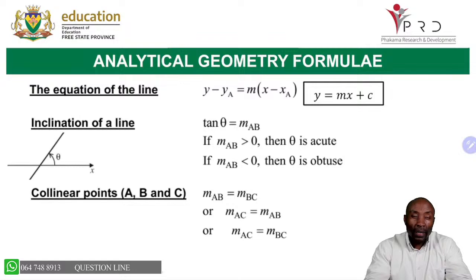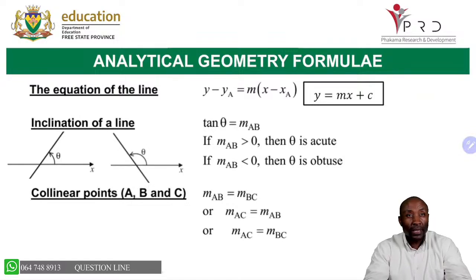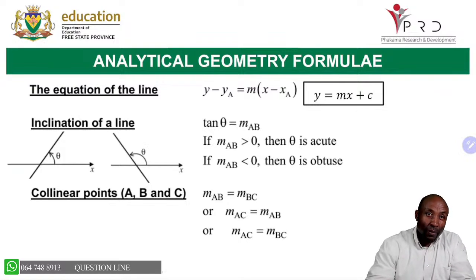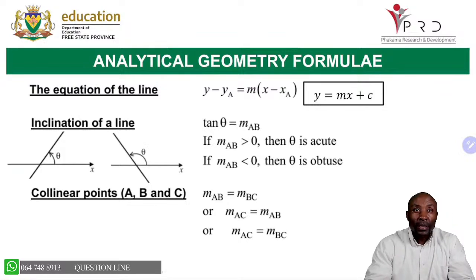So if our angle is acute, then we know that our gradient will be positive. If our angle of inclination is obtuse, then we know that the gradient is going to be negative, because tan is negative in the second quadrant. If we're to bring in trigonometry, that is why we will have our gradient as negative.